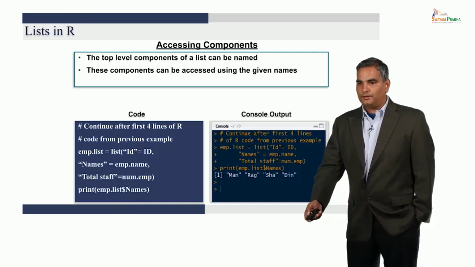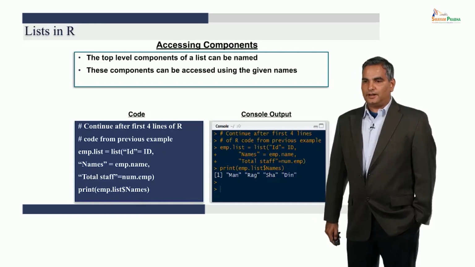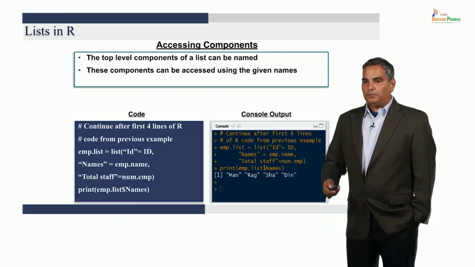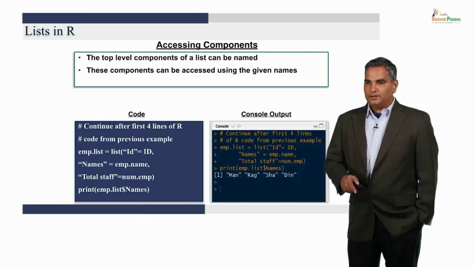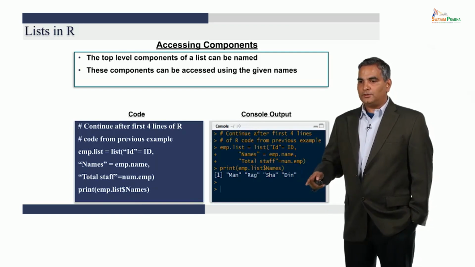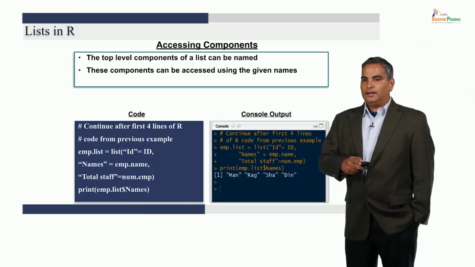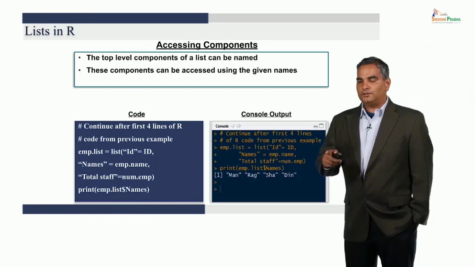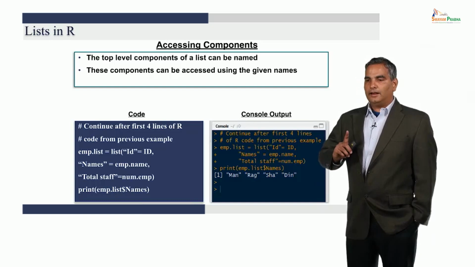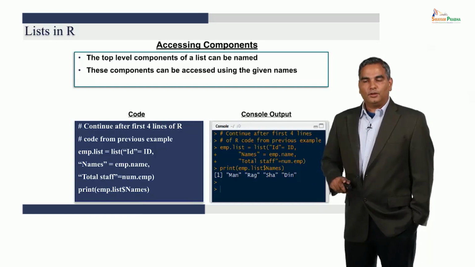So for example, if you look at the right hand side of the screen, if you say print(emp.list), which was your list, and since we have already named some object as names, if you put $names, it will give you back the 4 names. So this is a way to nice and easy access to the elements in a list.